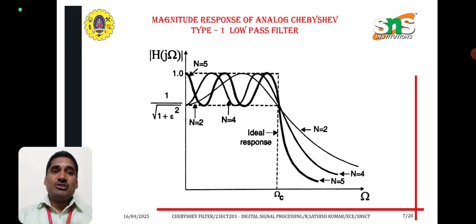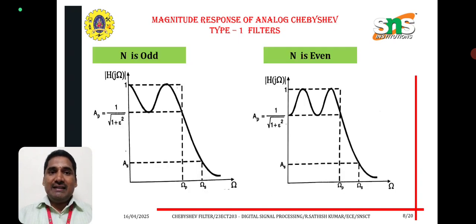This is the overall magnitude response of the analog Chebyshev type 1 low pass filter, |H(jΩ)| with respect to Ω. We can find the ideal frequency response with respect to 1 divided by root of 1 plus ε², for n equal to 1, 2, 4 and 8. The response for both Chebyshev type 1 and type 2 filters is represented as follows: equiripple in the passband and monotonic in the stopband, for order n equal to 2, 4 and 5. Next, we can see the magnitude response of the analog Chebyshev type 1 filter.